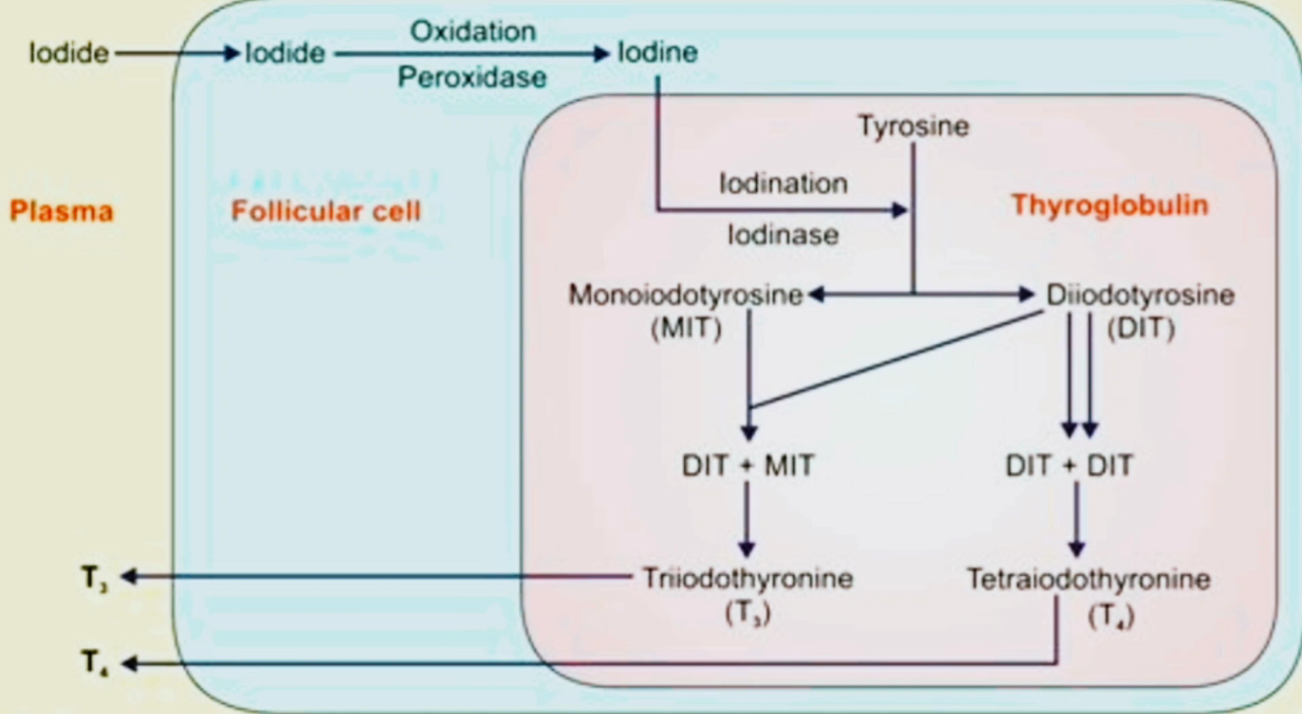If the MIT binds to DIT in the reverse process, it is known as reverse T3. So that is what we have. MIT plus MIT is DIT. DIT plus MIT we get T3, DIT plus DIT we get T4, and MIT plus DIT means reverse T3. So these many things are there.